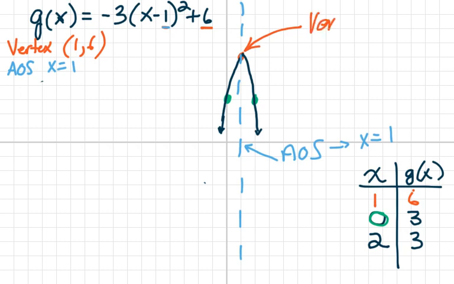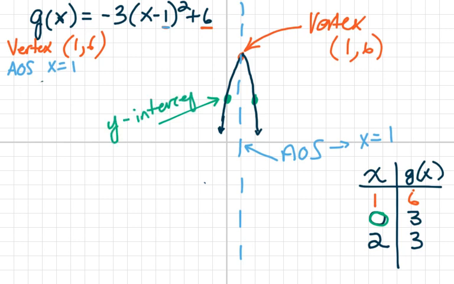Here's the vertex at (1, 6). We have our axis of symmetry, which shares the x part of the vertex. It's just the line x equals 1. And then we have a y-intercept right here. So this is a way we can graph with accuracy. We'll talk a bit more about finding the x-intercepts in a little while.